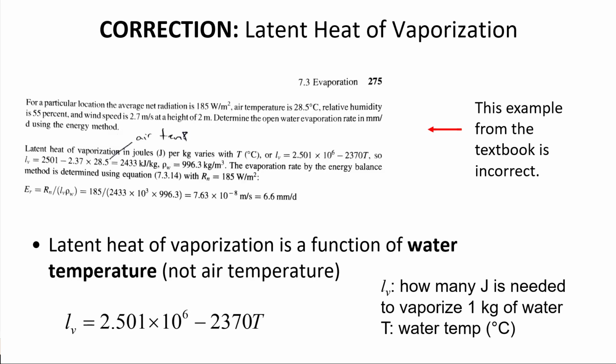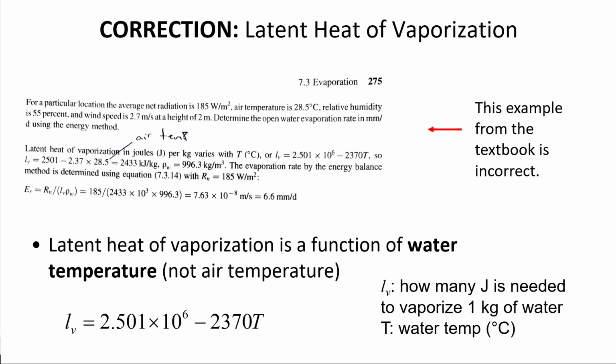Also, I got a question about the latent heat of vaporization, and I wanted to provide a correction. If you look in our textbook on page 275, there's an example there that indicates that the temperature you're supposed to put in for the latent heat of vaporization is the air temperature. After looking it up a little bit more in some other sources, what I've come to understand is it's actually the latent heat of vaporization is a function of water temperature, not air temperature.